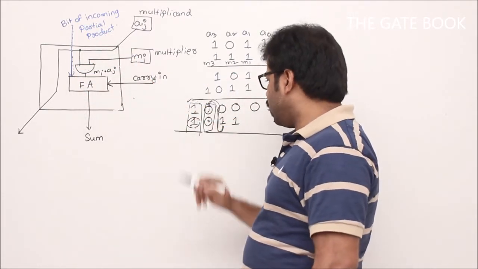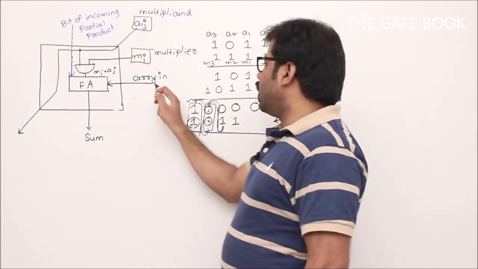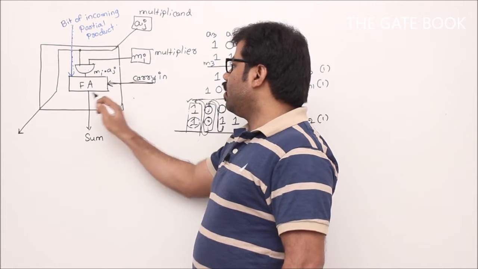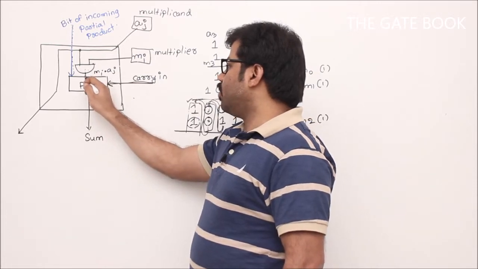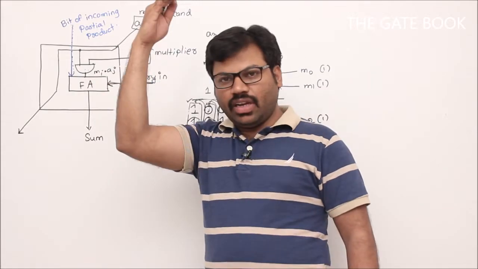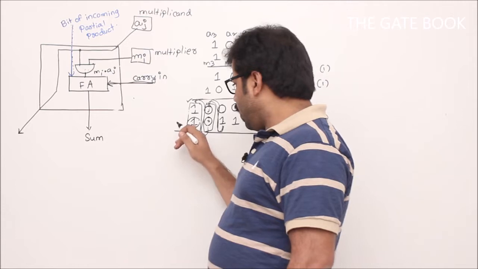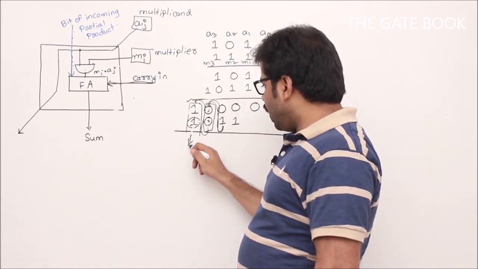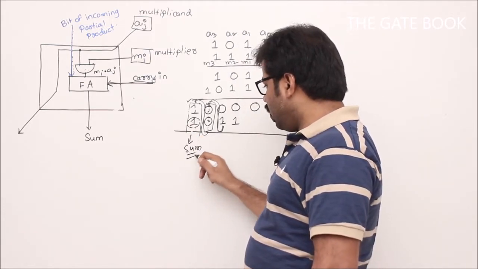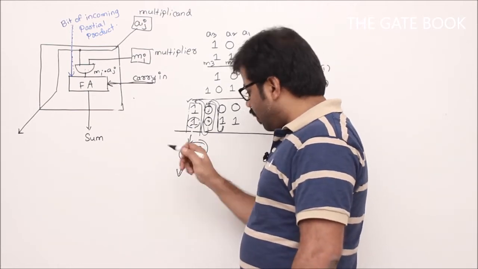Now we have to add. Sir, only these two? No. One carry comes from here, right? From the previous level. So that is carry in. That's why this carry in bit, the output of this AND gate, and one bit from the previous level, all these 3 bits I add. When I do addition, then I will get sum, right? This sum is again going to be a partial sum bit. So this sum is going to the next level.